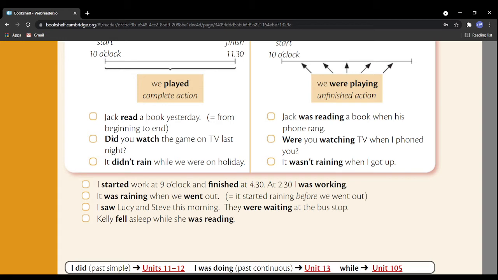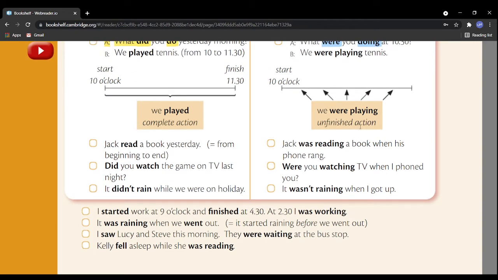I watched TV. شفته وانتهى أكيد. It didn't rain while we were on a holiday. ما أمطرت أبدا يوم كنا في العطلة اللي انتهت. هنا specific time talking about something that could be continuous.